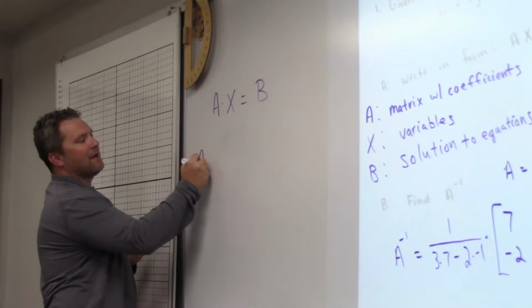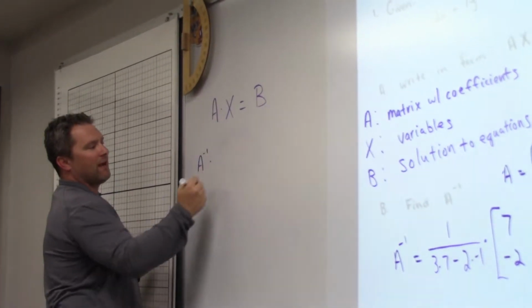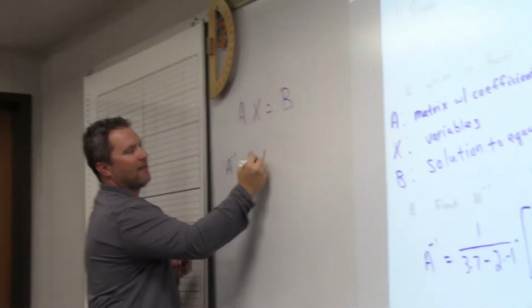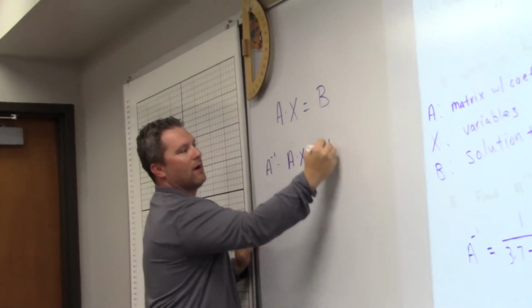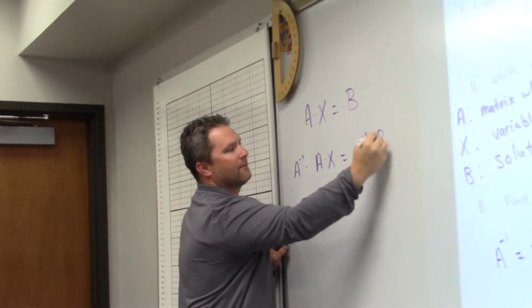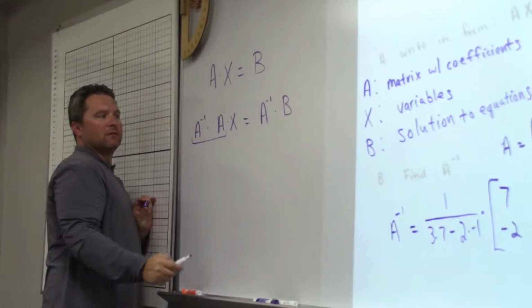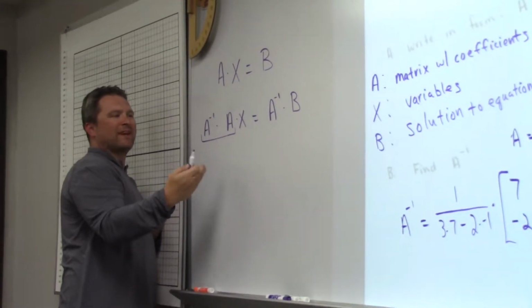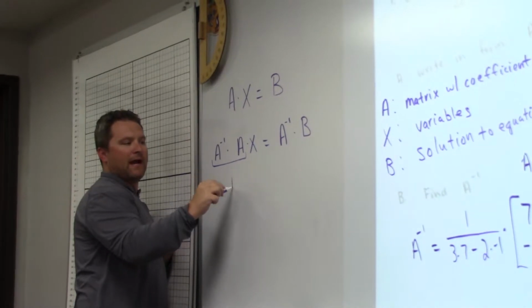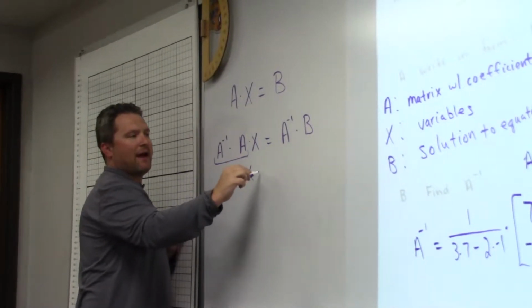So if we take A inverse times matrix A times X equals, over here we'll have to take A inverse times B. What's A inverse times A? Kind of 1. What do we call it? We don't call it 1. We call it the identity. And what's the identity times X?